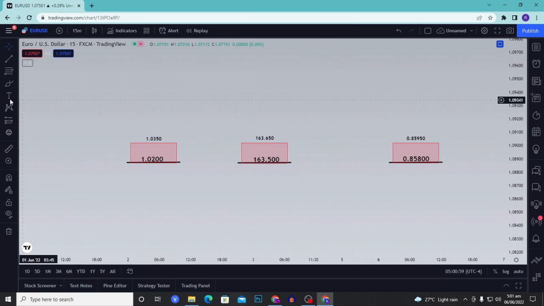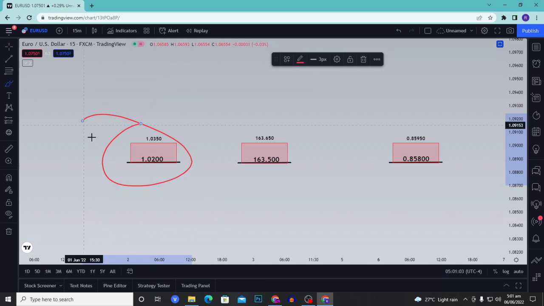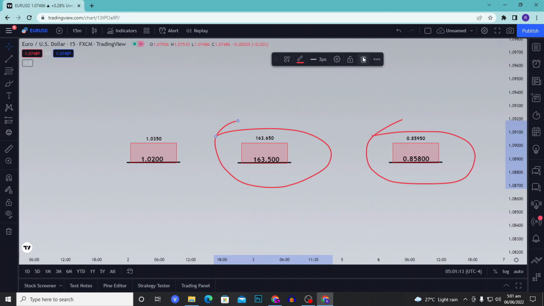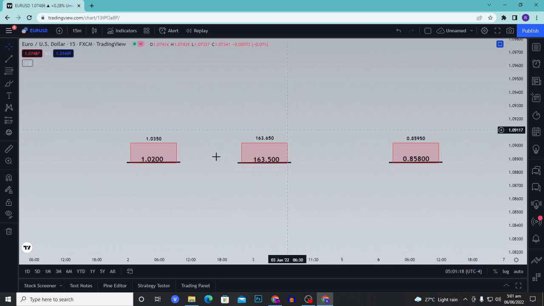So make sure to look out for these zones. When you're looking for trades, try and get a trade in these. And if you're not able to get a trade in these zones, that means that it's not a good trade to take in the first place. So always try your best to trade in these zones.